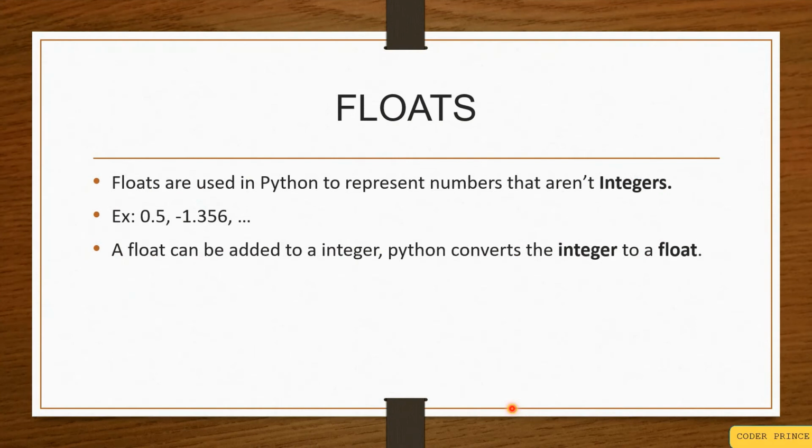Coming to floats, floats are used in Python to represent the numbers that aren't integers, like 0.5 or -1.3. So basically it is the numbers which have a decimal point in them. A float can be added to an integer and Python converts that integer to a float. So here the lower data type is being converted to the higher data type. So that's how implicit conversions work.